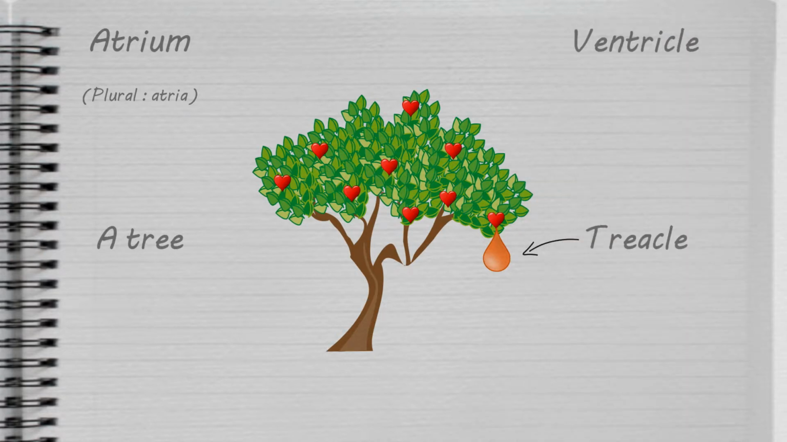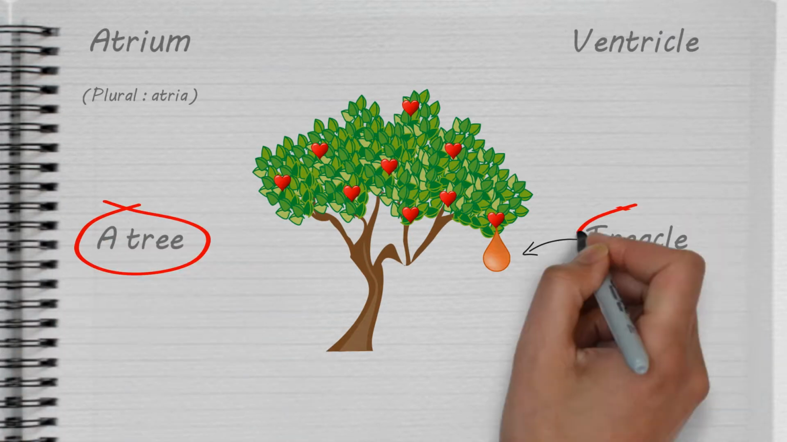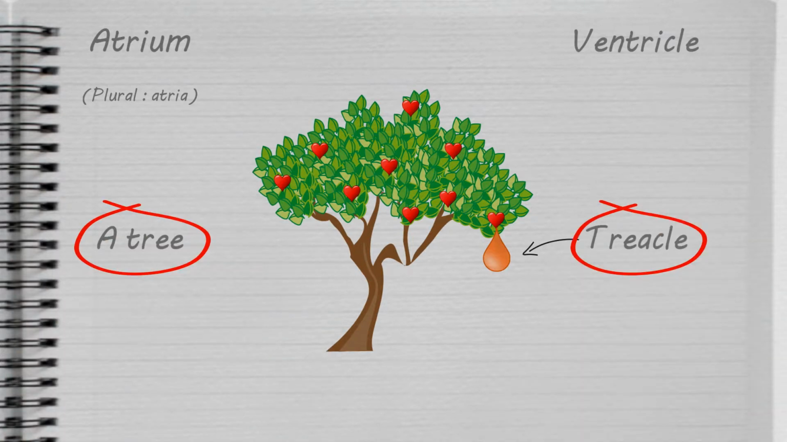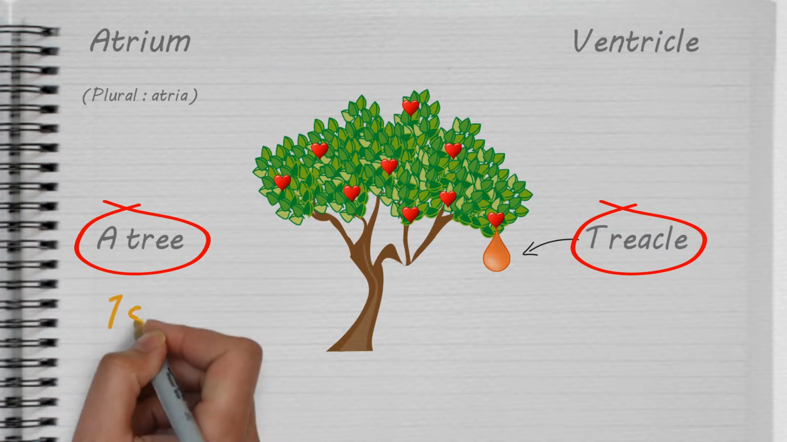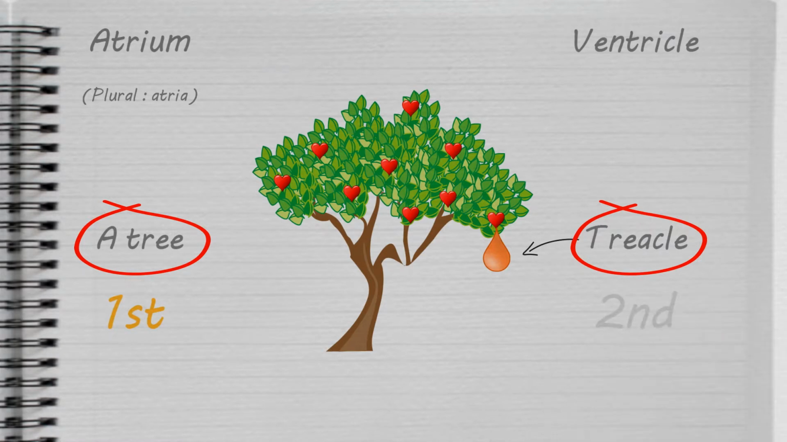So, visualize a tree with hearts dripping treacle, and say a tree ventricle. Sounds like atrium ventricle. Bingo! Atrium and ventricle fixed in your visual memory. What's also great is that these are in the right order, because the blood goes into the atrium first and then into the ventricle. Atrium, ventricle.